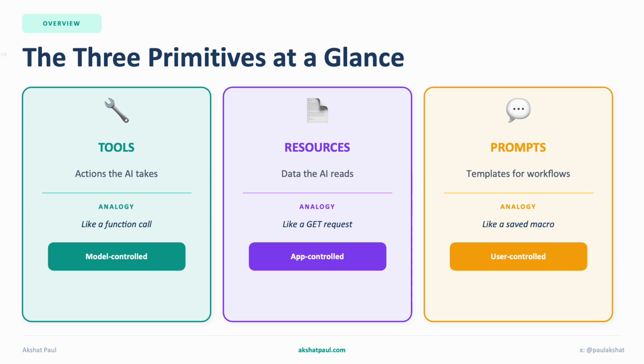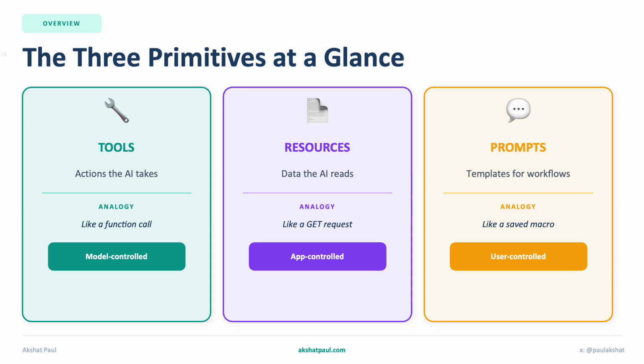Resources are data the AI reads. Think of it like a GET request. You're exposing a piece of data at an address, and something can fetch it. Resources are app controlled, meaning the host application typically decides which resources to attach to the context, not the model autonomously. Prompts are templates for workflows.